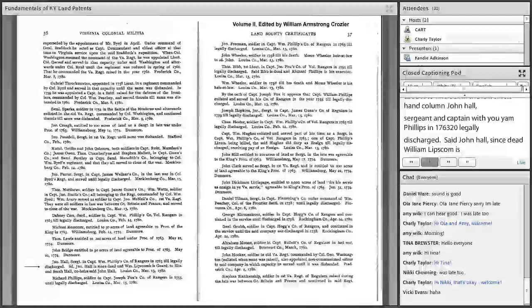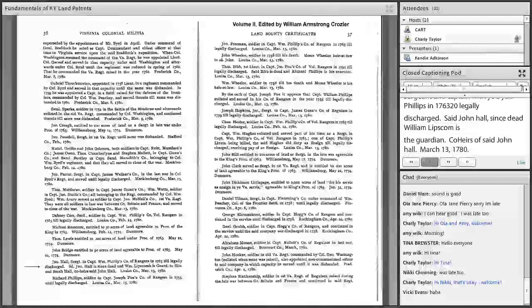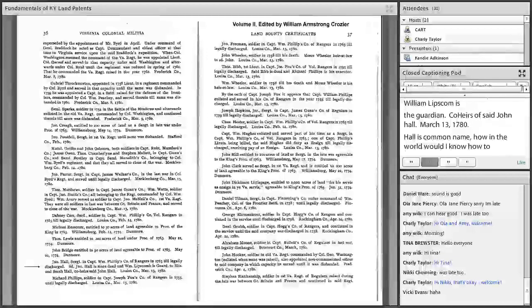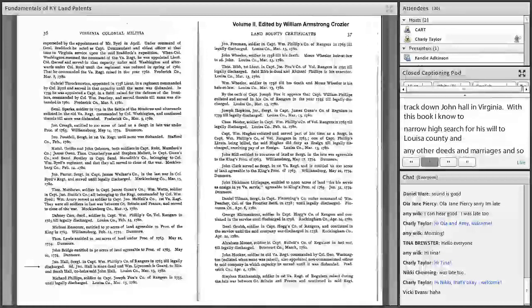Hall is a common name. How in the world would I know how to track down John Hall in Virginia? With this book, I know to narrow my search for his will to Louisa County and any other deeds and marriages and so forth. If you don't have that book in your holdings, I recommend it highly.